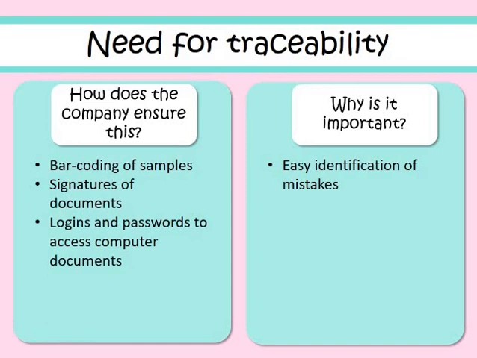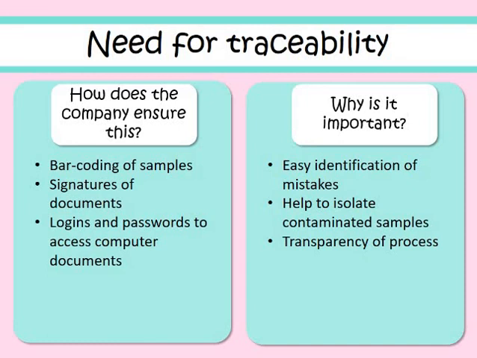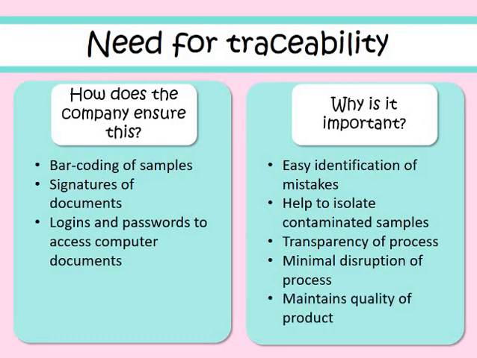And why is that important? Easy identification of mistakes is a big thing. If someone's messed up a test, they need to know who it was and when, so that they can maybe discard the whole batch. And it helps to isolate any of those contaminated samples, but it also helps to know the transparency of the process, so exactly what's happening. Customers may want to know that. And it ensures that there's minimal disruption to the process if something does go wrong, while maintaining the quality of the product.